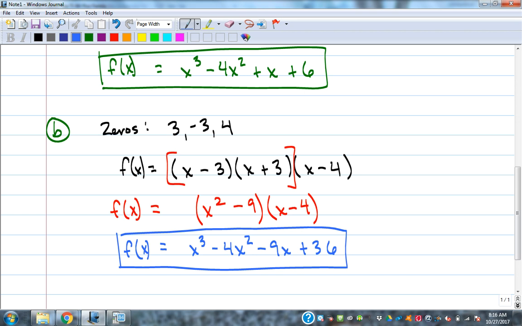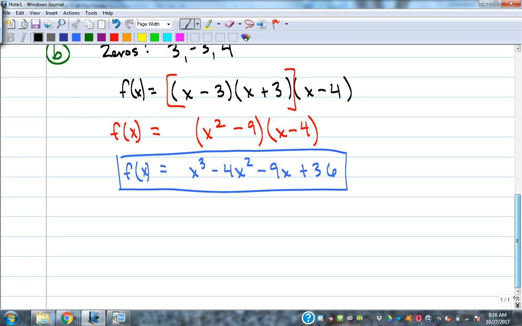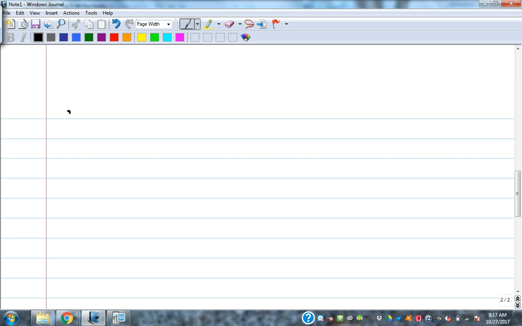Okay, and then how can we verify that that's correct again? Graph it. Make sure it crosses at the places that they told you. If it doesn't, something went wrong. You got to go back and look. Okay, so if you graph that, it should cross at those places. All right, so let's look at this one. It's a little bit different, but still very similar.